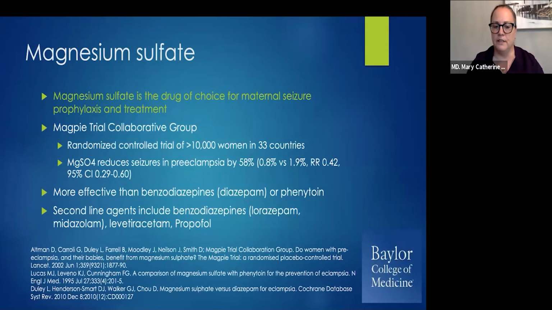However, there are circumstances, although not commonly, where a second-line agent may be indicated. And so second-line agents would include things like benzodiazepines, one-time doses of lorazepam or midazolam, common anti-seizure medications like levetiracetam. And then in refractory cases, when most likely the patient would be in status epilepticus or in the intensive care unit, we can use infusions of medication, most commonly medications like propofol.